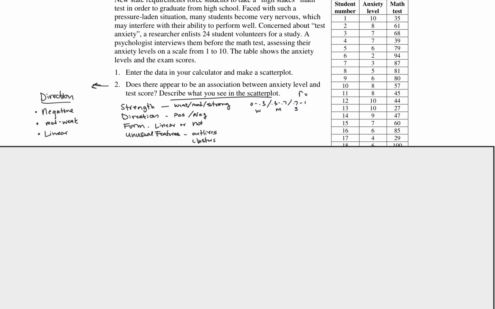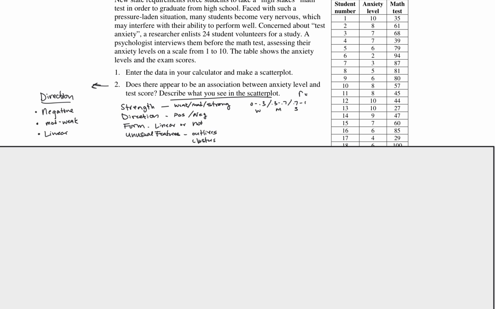And that could also be negative, but strength doesn't require negative or positive. That's what the direction looks like. In this case, we think it has a negative direction. It's moderately weak, right? So on the weak end of moderate, and we don't think there's a curve to this pattern, so we would say that it's mostly linear.